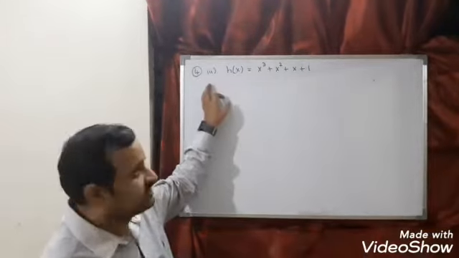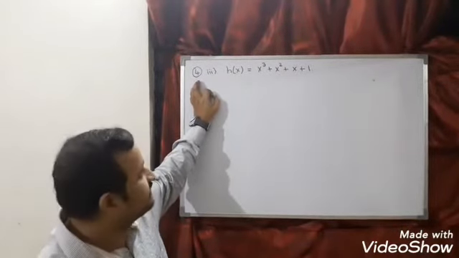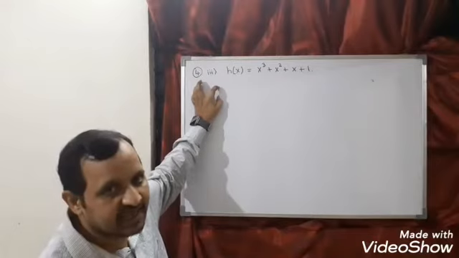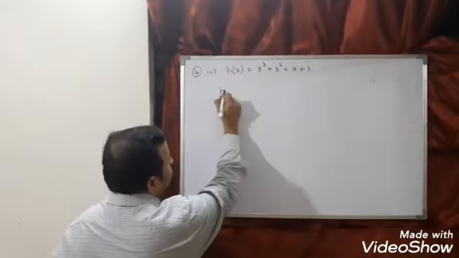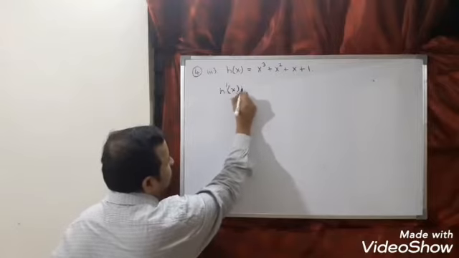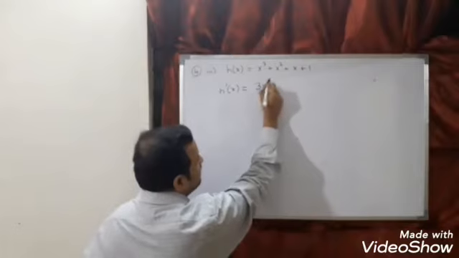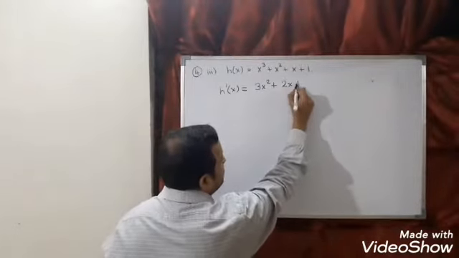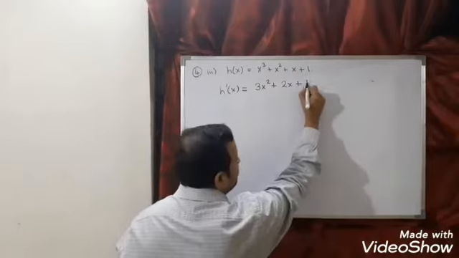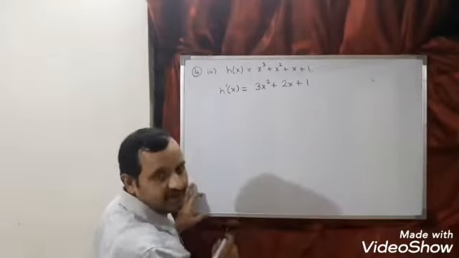The next question is question number 4, third bit. We have to prove that this function has neither maximum nor minimum. So for maximum or minimum, we have to find h dash x. Differentiation of x cube is 3x square, plus differentiation of x square is 2x, plus differentiation of x is 1, and differentiation of 1 is 0. Now this is quadratic.